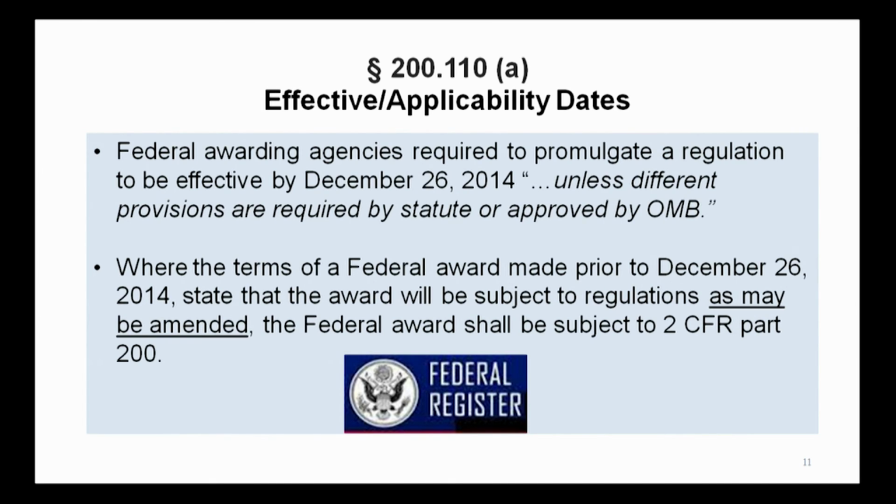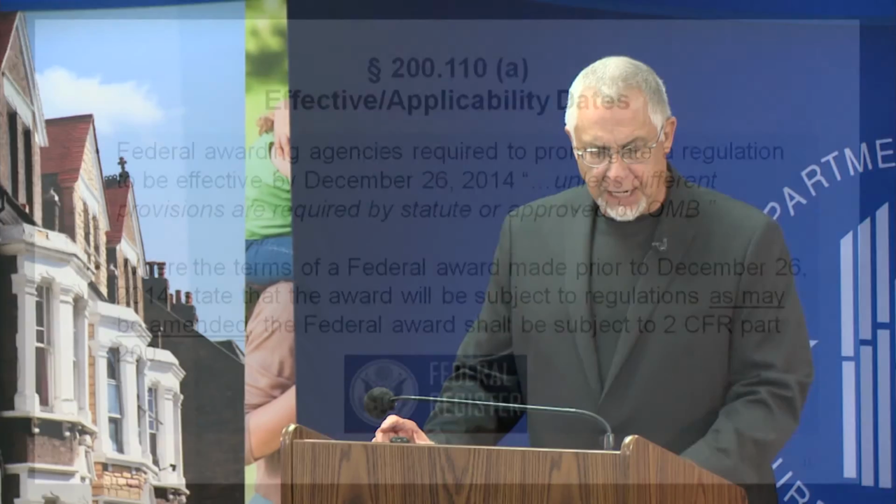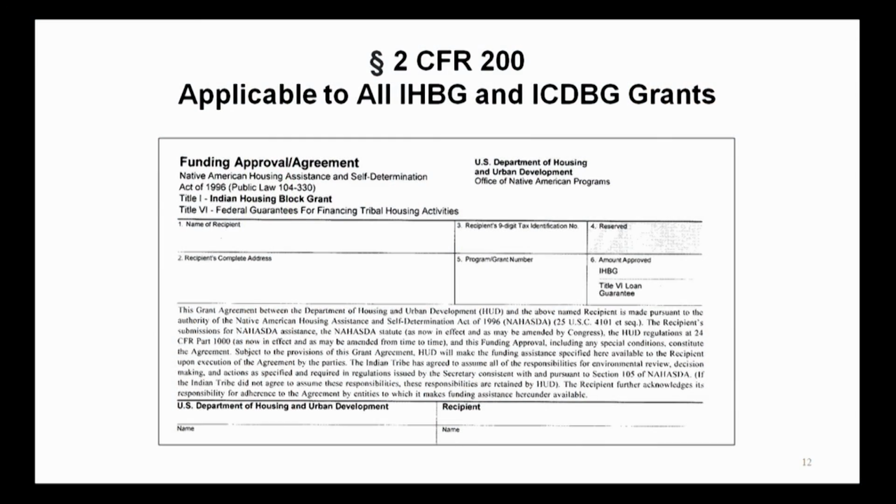The question is, what about the awards that were made prior to December 26, 2014? Well, HUD grant agreements state that the award will be subject to regulations as may be amended. Therefore, all the federal awards under ONAP are subject to the uniform guidance. And this is what a sample of the grant agreement looks like, which incorporates that language as may be amended.